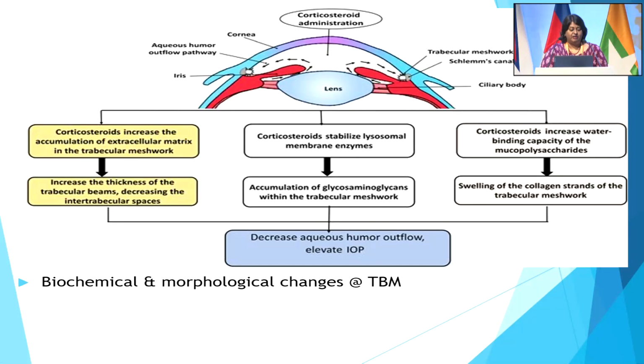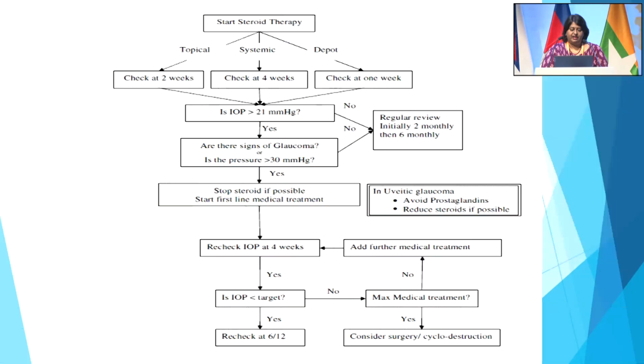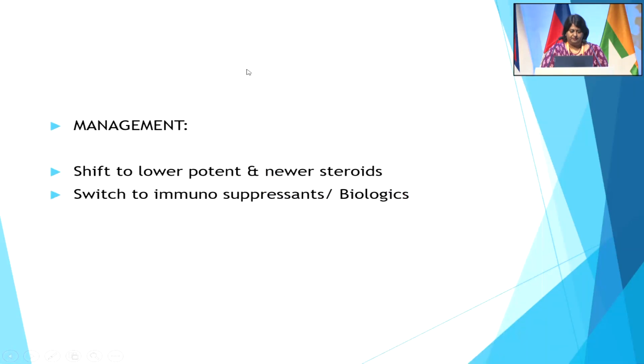Because of the biochemical and the morphological changes in the trabecular meshwork. And what happens if you stop steroids at the correct time, the trabecular meshwork changes reverse back, and the IOP goes back to normal. If you give depot steroids, you have to follow up the patient very early, at 1 week. If it is topical, at 2 weeks; if it is systemic, at 4 weeks.